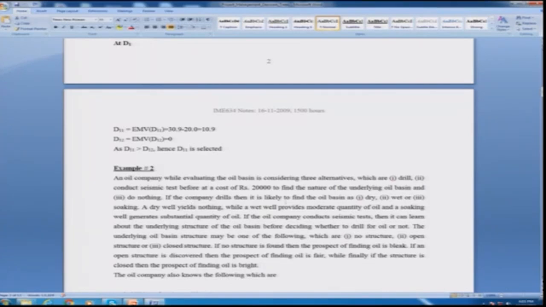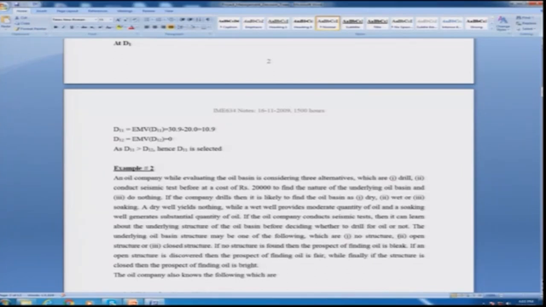So, if the company drills, the oil basin can be of three types depending on the geophysical characteristics. Either it can be dry, wet or soaking. Now, a dry well yields nothing, that means it would not give you any oil. A wet well will provide you a moderate quality of oil, and a soaking well will definitely give you the maximum amount of oil. Now, the underlying oil basin structure can also be of different qualities or varieties.